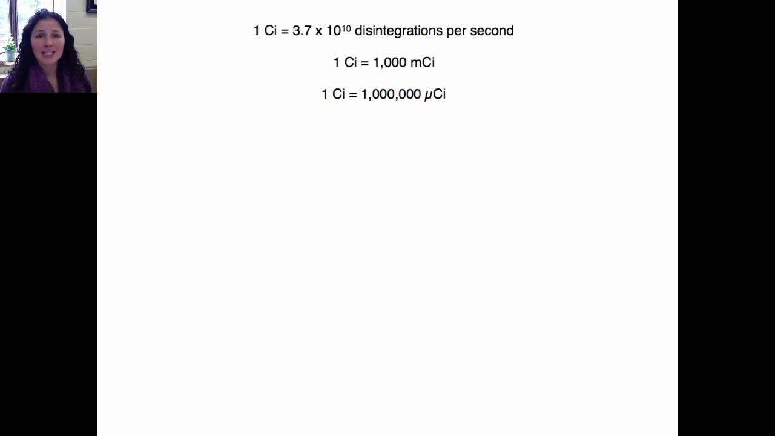1 curie is equal to 3.7 times 10 to the 10th disintegrations or decays per second. In other words, it's the number of radioactive particles that are emitted per second. And this is a metric unit, and just like in any metric unit, one of the base units equals 1,000 of the milliunits, and one of the base unit is 1 million of the micro units. There are some unit conversion problems on this page of the activity, which you should practice now.